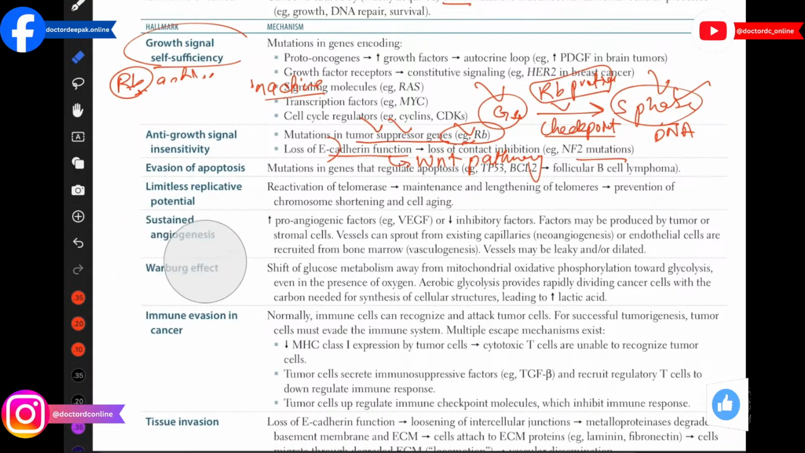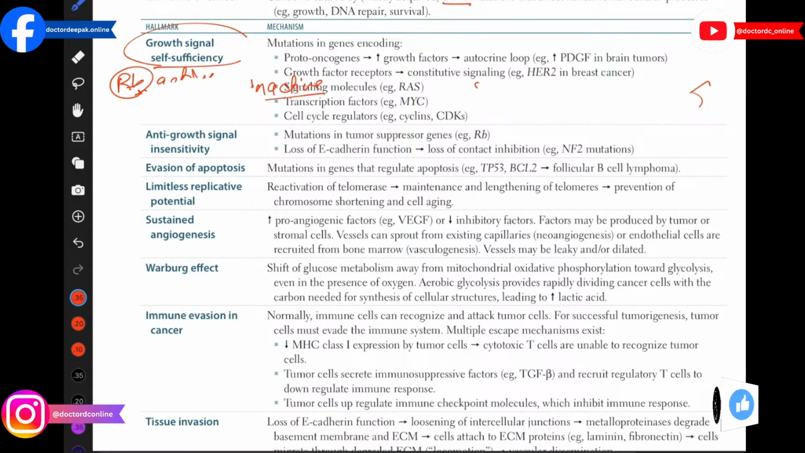Our next hallmark is evasion of apoptosis, like inhibition of apoptosis. In apoptosis, we already know there are extrinsic and intrinsic pathways. You know there's BCL2 expression. If BCL2 expression is increased, there's no release of cytochrome C. If cytochrome C doesn't release, there is no apoptosis.